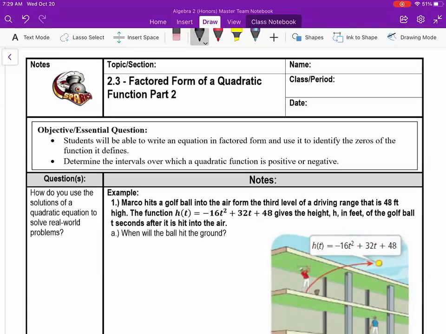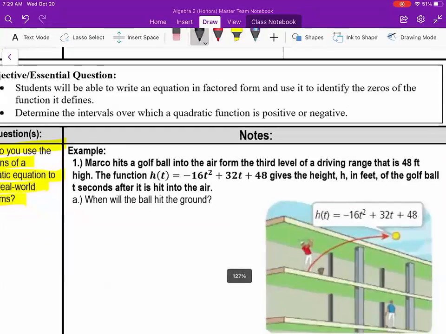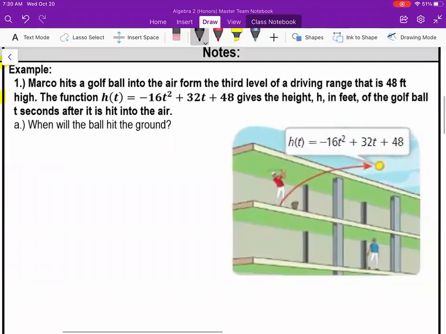All right, let's go over 2.3 factor form of a quadratic function. This is part 2. And the first essential question is, how do you use the solutions? Remember, solutions mean x-intercepts of a quadratic equation to solve a real world problem. So basically, we're going to apply what we just learned about the zeros of a quadratic equation. And remember, zeros, roots, solutions, x-intercepts, they all mean the same thing.